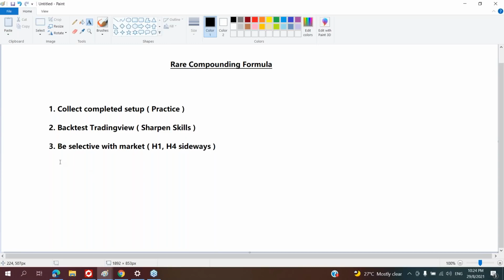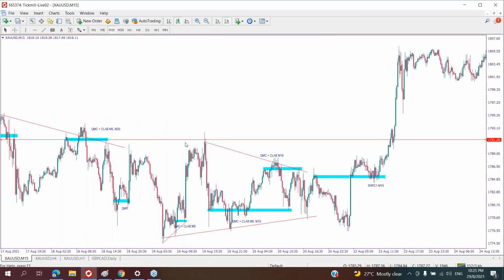And number three, be selective with the market. Being selective means looking at the movement of the market, H1 and H4 sideways. I don't recommend daily and all that, but I recommend H4 and H1. The pair that I suggest is gold. I don't suggest Bitcoin. I don't suggest New Zealand JPY. I don't suggest any other pair, only gold. Now I give you an example.